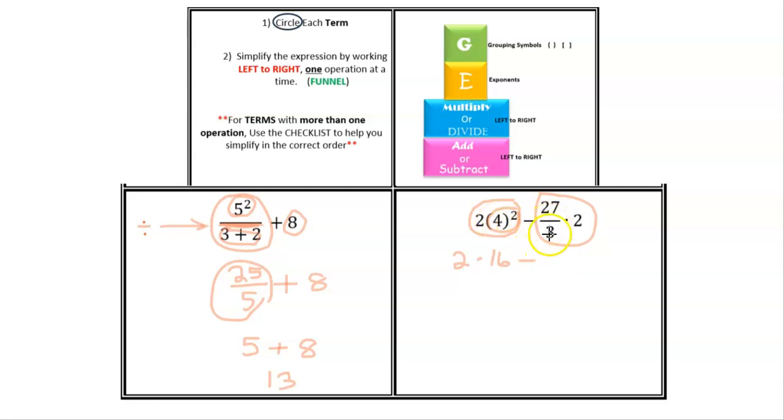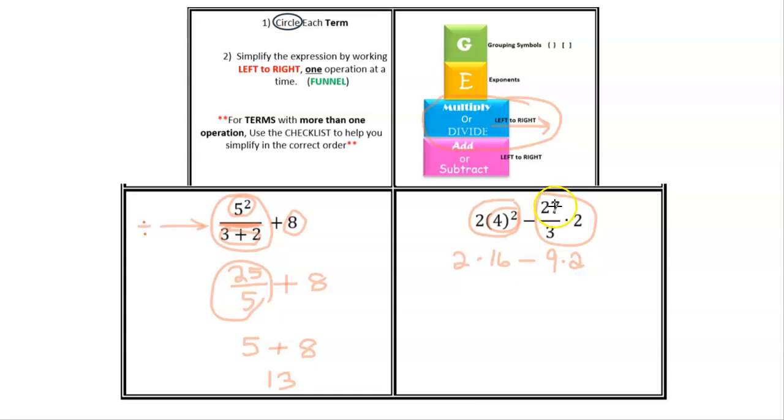This reads 27 divided by 3 times 2. I go up to my chart. It says multiply or divide. You got it. Since there's both, you work left to right. So it's divide first. 27 divided by 3 is 9. And I'm bringing the times 2 down.